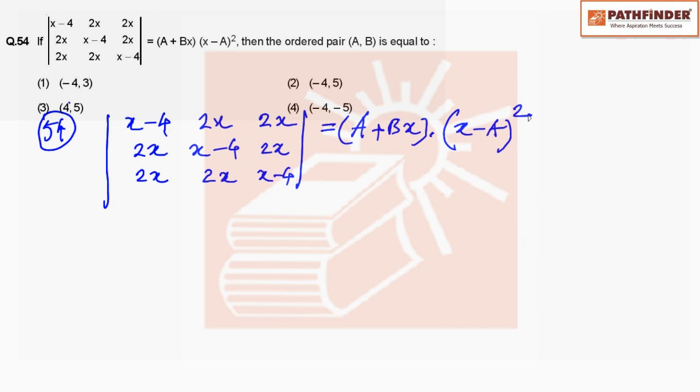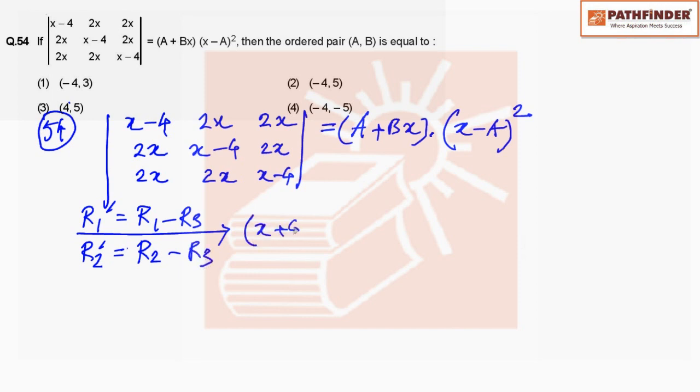Now here we are doing three operations. First one is what? I am just writing the operations. R1 dashed equal to R1 minus R3 and R2 dashed equal to R2 minus R3, because they are row operations. We are getting (x plus 4) whole square into the determinant minus 1, 0, 1; 0, minus 1, 1; 2x, 2x, x minus 4.